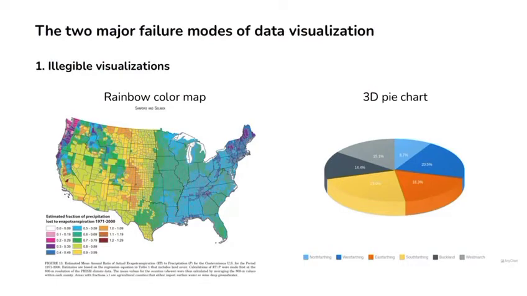The author briefly summarizes the two major failure modes for data visualization. The first kind of failure are visualizations which are hard to read or illegible. Examples of these are the rainbow color map or 3D pie charts. The problem with rainbow color maps is that the color scale is highly non-monotonic, and that changes in lightness are very non-uniform, which makes it hard for the user to intuitively distinguish high values from low values. And the problems with 3D pie charts are mainly because of perspective distortion and the fact that the third dimension is not adding any information.